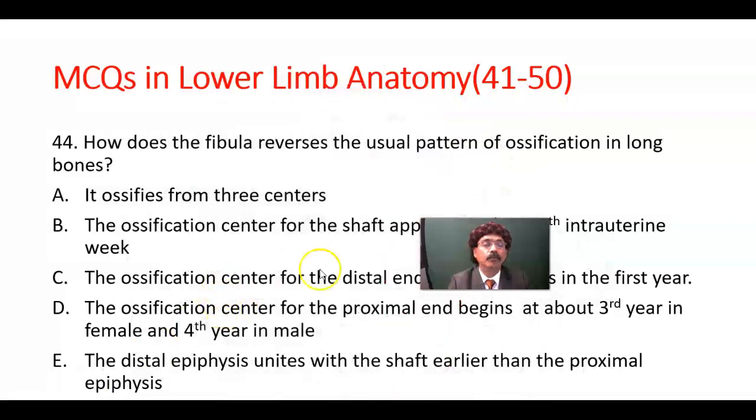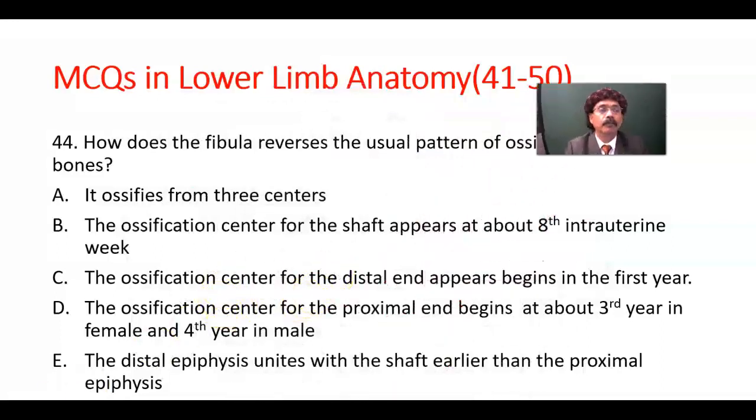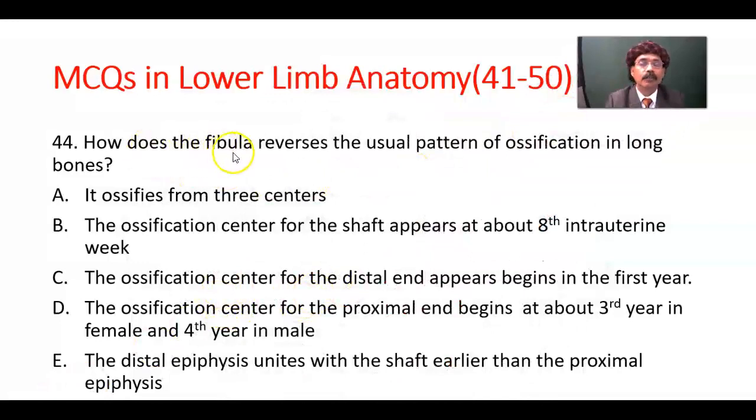Question number 44 here. How does the fibula reverse the usual pattern of ossification in long bones? It ossifies from 3 centers, 1 for the shaft and 2 for the 2 ends. The ossification center for the shaft appears at about the 8th intrauterine week.